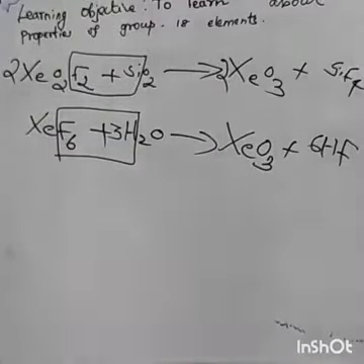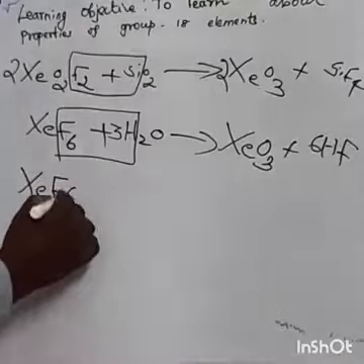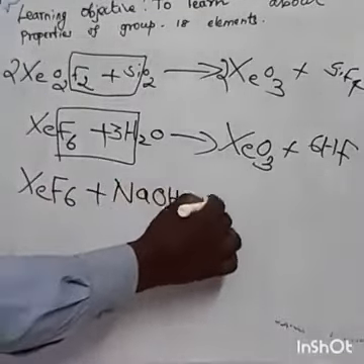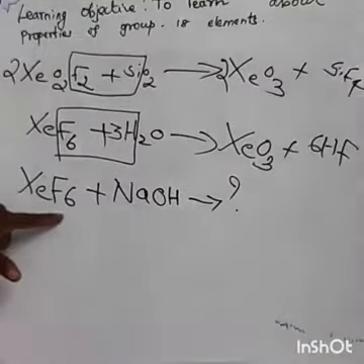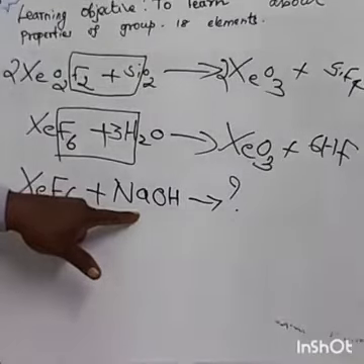What happens when xenon hexafluoride reacts with sodium hydroxide, that is alkali? One of the very important questions. Xenon hexafluoride, the formula XeF6, reacts with the sodium hydroxide. What's the product? That means xenon hexafluoride reacts with the sodium hydroxide, that is we are giving 2.5 molarity.